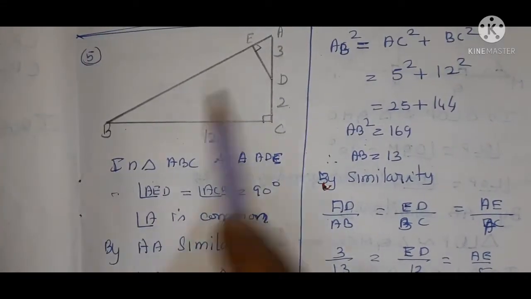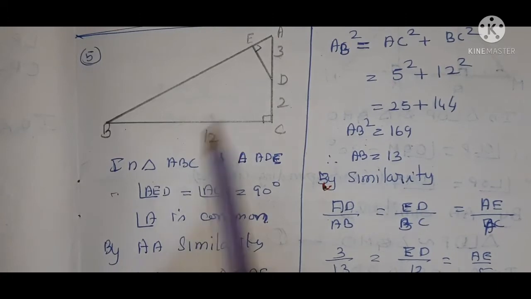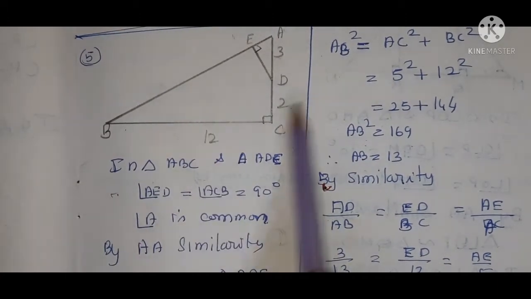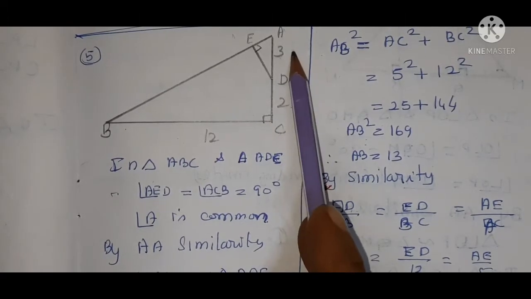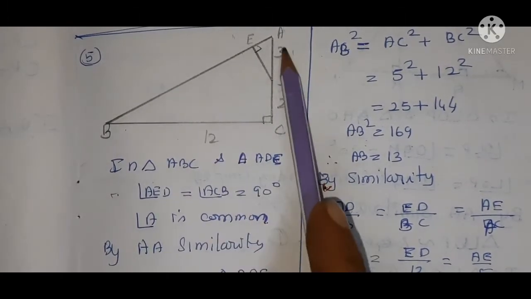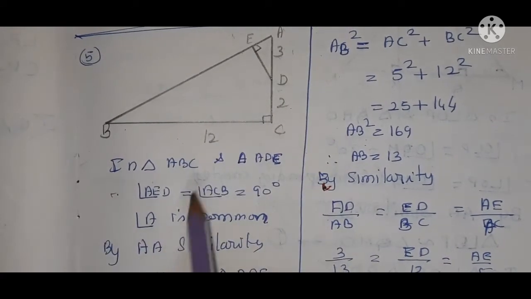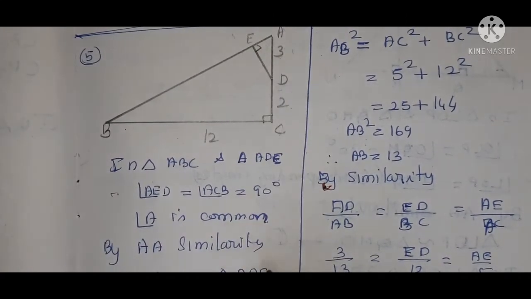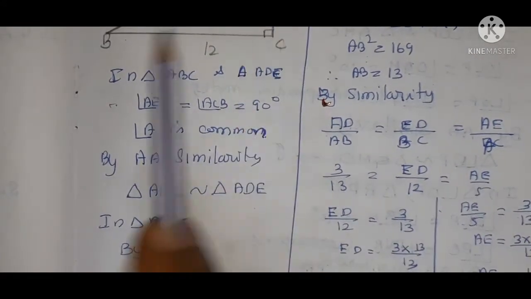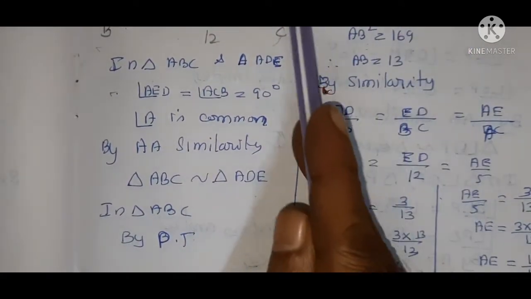In triangle ABC and triangle ADE, angle AED is equal to angle ACB is 90 degrees. Angle A is common. By AA similarity, triangle ABC is similar to triangle ADE.